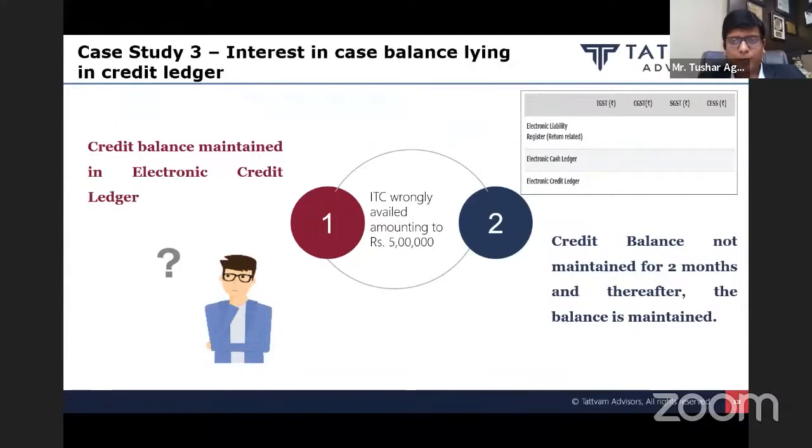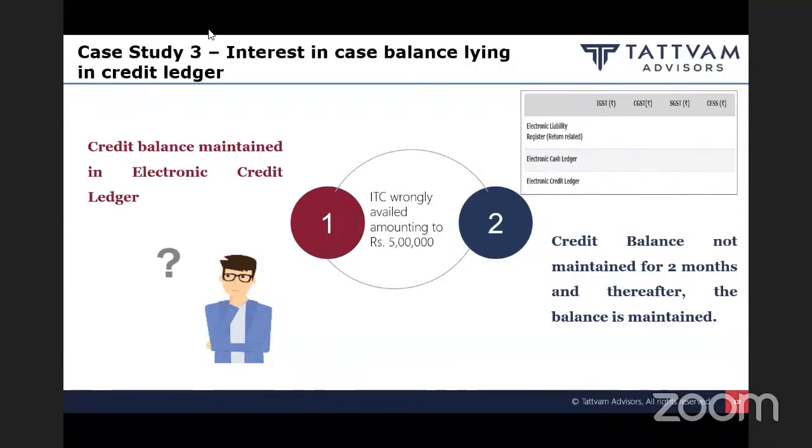There can be two situations. First, I have 5 lakh rupees of balance, which is maintained every month, at every point of time, from April 2021 till August 2022. Whenever, on whatever date, I download my credit ledger, I have a balance of 5 lakh, which is maintained. In that situation, whether the interest will be leviable, the law is clear now.